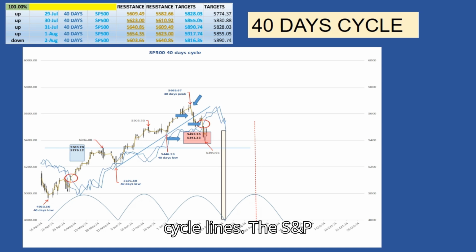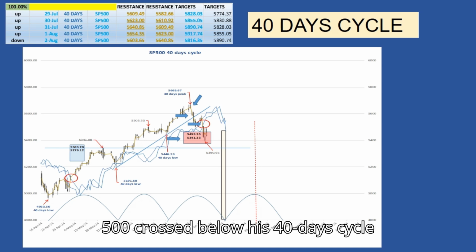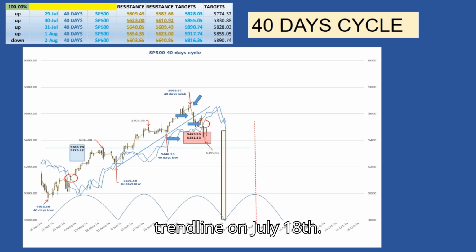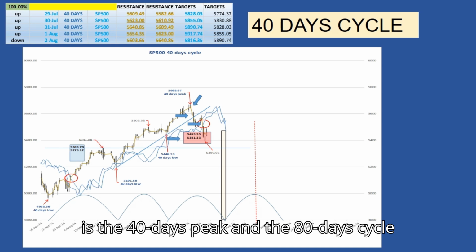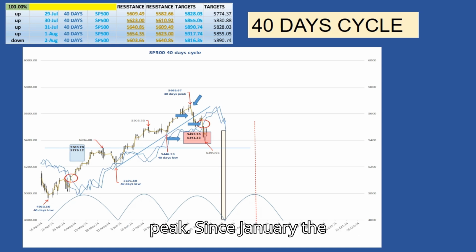The S&P 500 crossed below its 40-day cycle trend line on July 18th, confirming the 5,669 high is the 40-day peak and the 80-day cycle peak. Since January the success rate is 100%. Here are the cycle lines for this week and their potential targets.